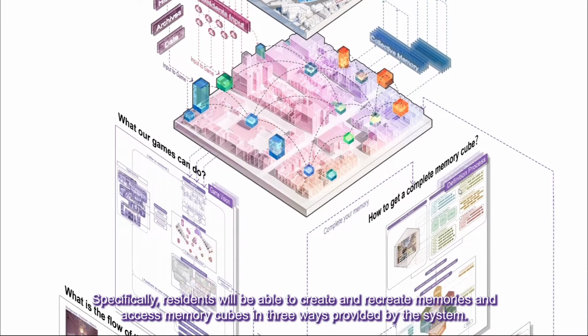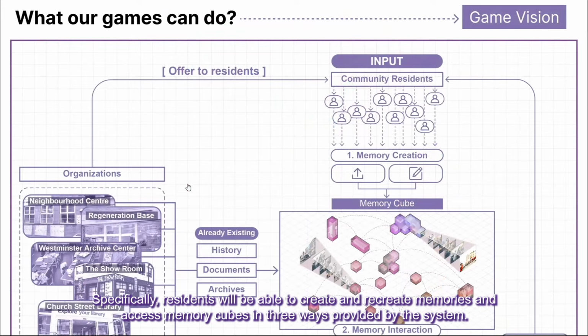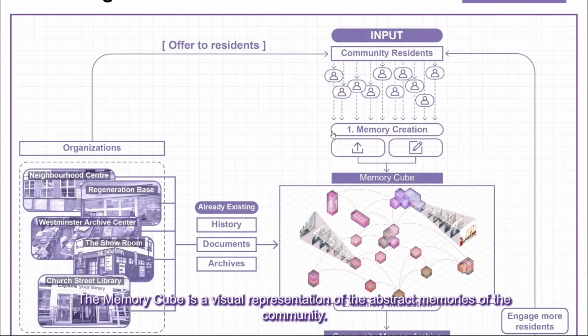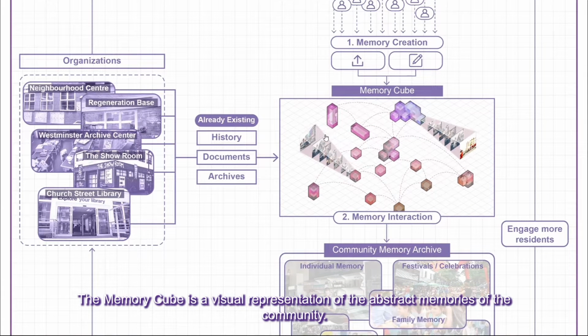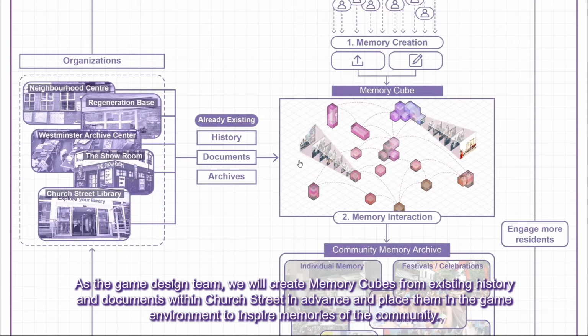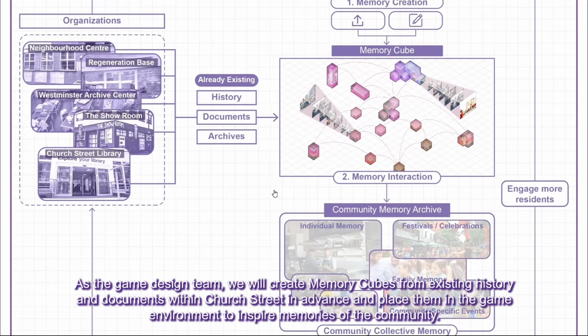Specifically, residents will be able to create and recreate memories and access memory cubes in three ways provided by the system. The memory cube is a visual representation of abstract memory of the community. As the game design team, we will create memory cubes from existing history and documents within Church Street in advance, and place them in the game environment to inspire memories of the community.